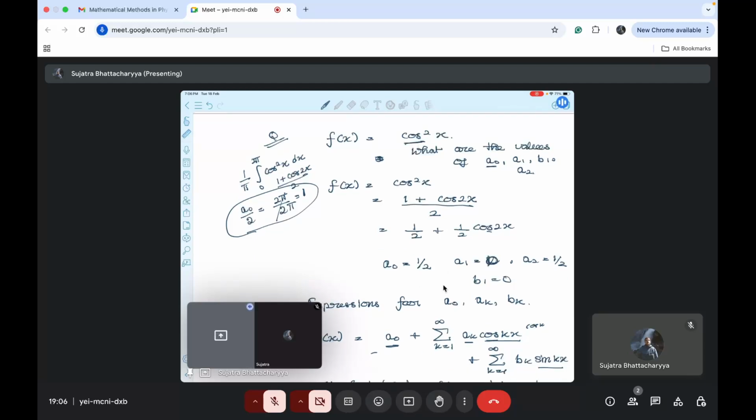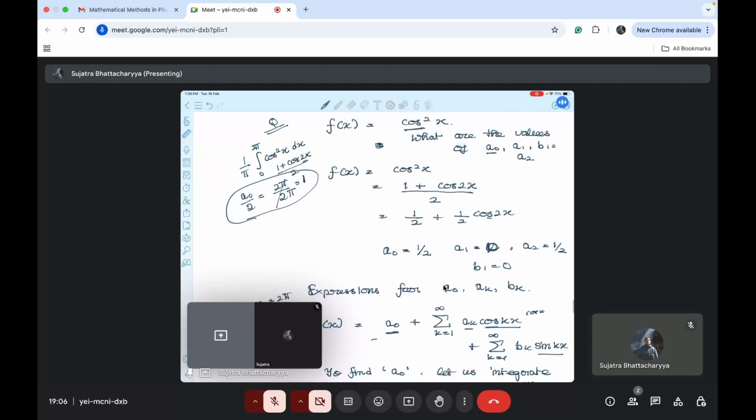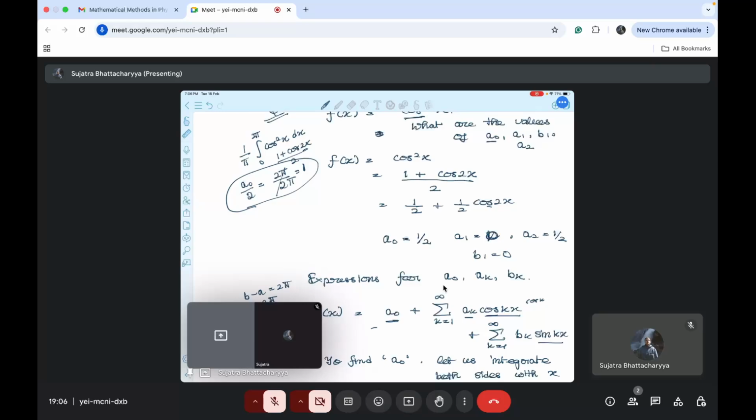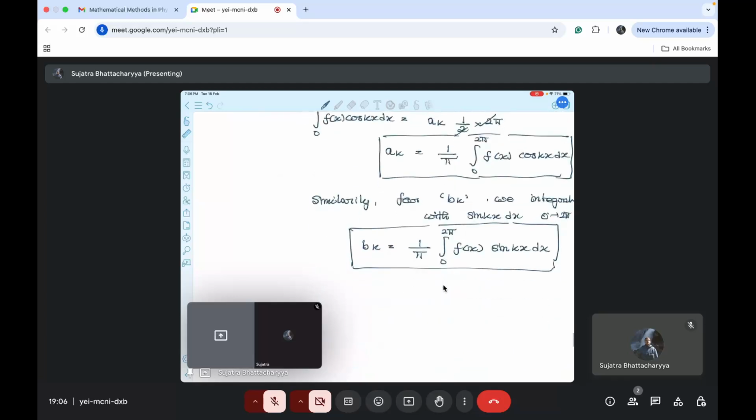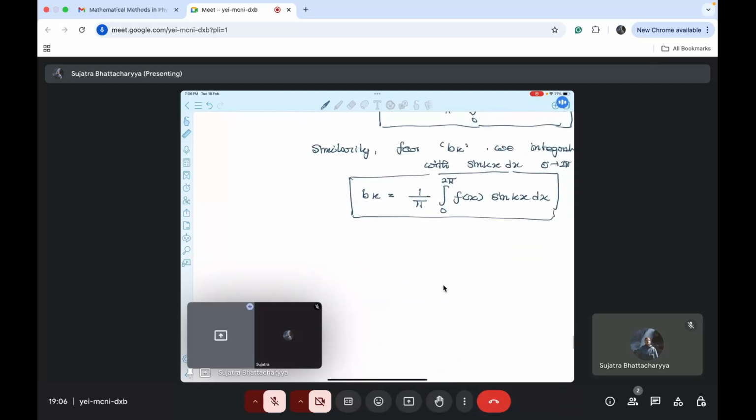Okay, so this is how it will be. Fine. So this is how the expressions look. And if you have to generalize in between limits a and b, you can write your a naught as 2 upon b minus a, integral from a to b of f(x) dx.